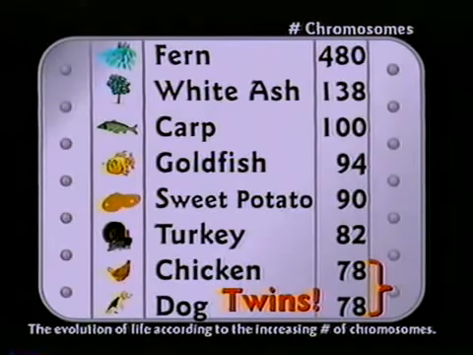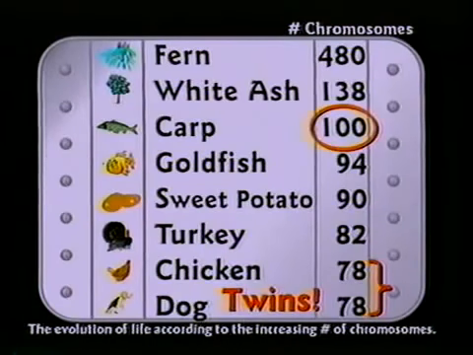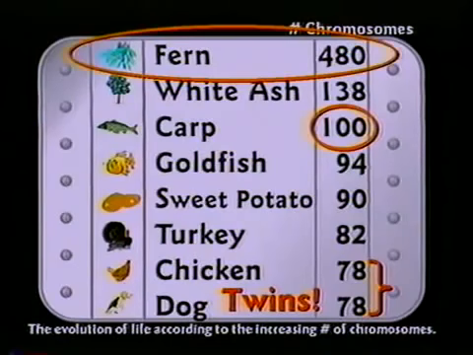And then, of course, slowly over millions of years, we got enough chromosomes to become a carp. More than twice as complex as humans. A simple carp. And a fern has 480 chromosomes. And some evolutionists will argue, yeah, but the number of genes is different on these things. Okay, but they're missing the entire point. Probably intentionally, they're missing the point.